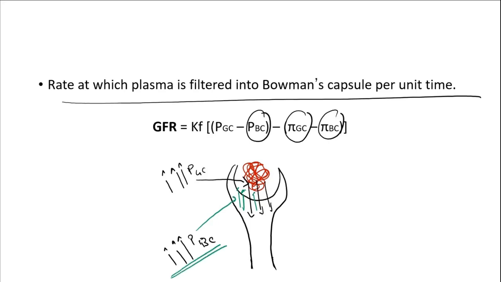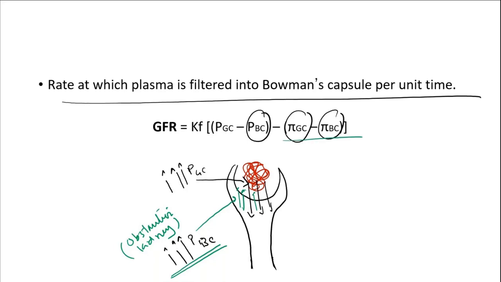In what condition can Bowman capsule hydrostatic pressure be high? If there is obstruction, kidney stone, prostate cancer. So we talk about hydrostatic pressure from the glomerulus and hydrostatic pressure from the Bowman capsule. They are opposing each other. If hydrostatic pressure in the glomerulus is high, more filtration. If it is high in the Bowman capsule, it opposes filtration. Let's talk about the other two forces.